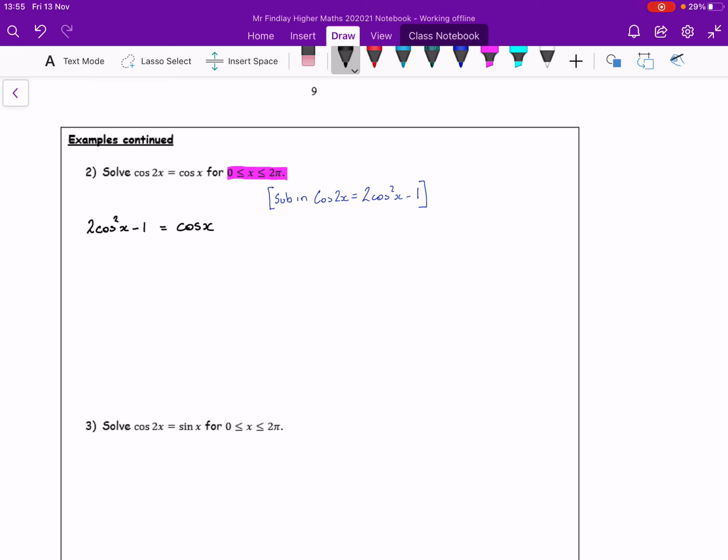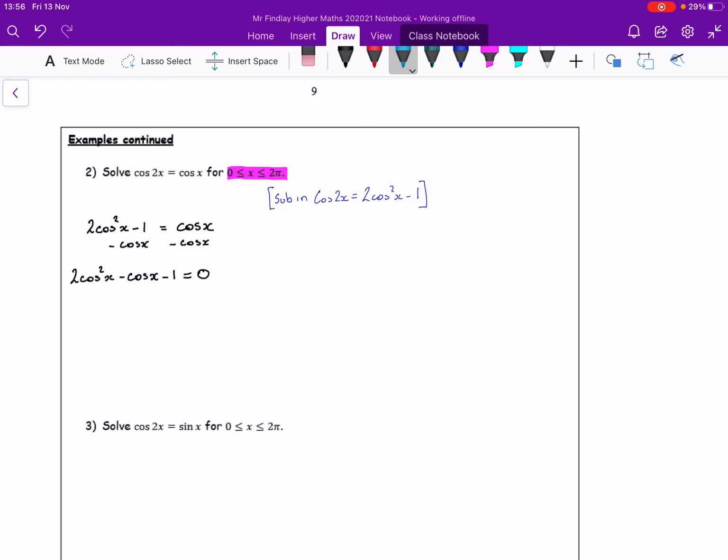Again, bring the cos x over. Let's subtract cos x from both sides: 2 cos squared x minus cos x minus 1 is equal to 0. And again, we're going to have a very similar approach. This time again, we're going to look to factorise. There's no common factor, so we're going to look to find a trinomial.